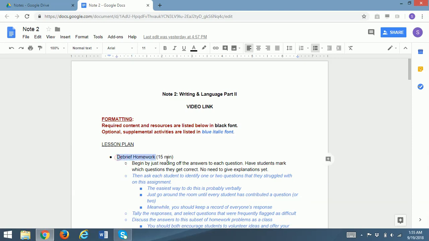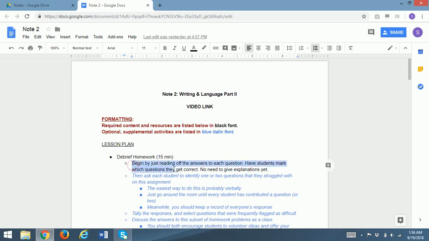But you also want to debrief the homework. You want to go over the answers, answer any questions that students may have, again to encourage students to engage with the homework and to show them that you really do care about it and you're going to take time each week to address it.